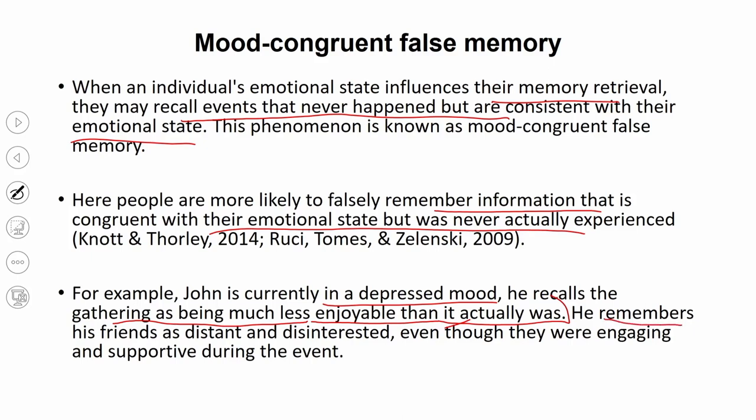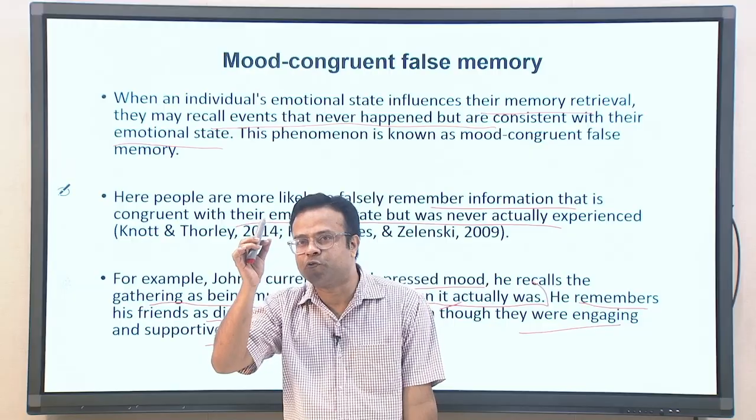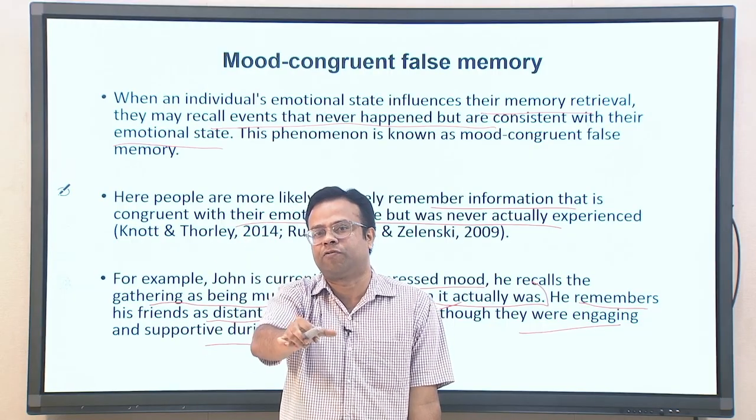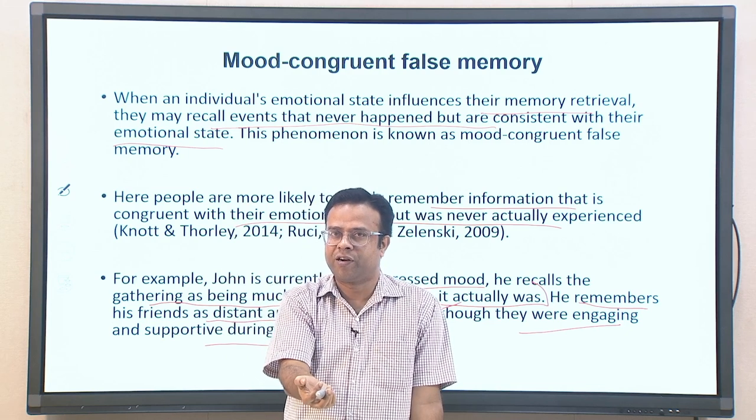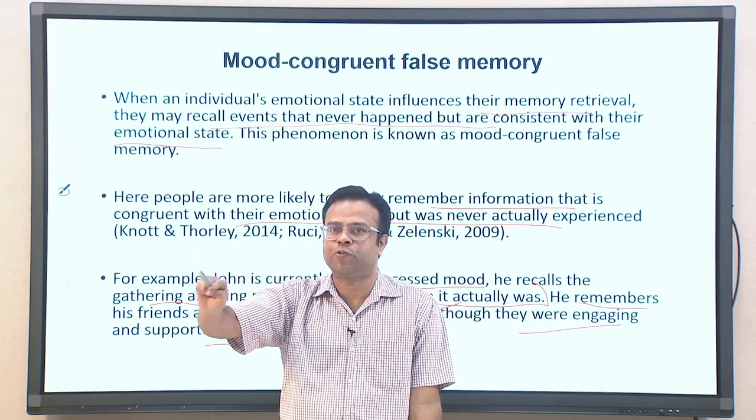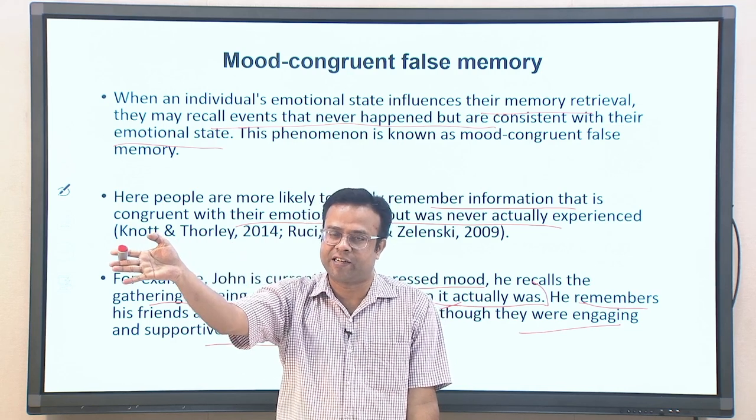He may remember his friends as distant and disinterested, that people were not interested or not talking to him. He will find some evidence, which could be exaggerated, even though they were engaging and supportive during the event. This could happen to most of us sometimes, because in the present emotional state we filter information, and sometimes we add something extra to this information falsely just to be congruent with the present emotional state. So, if you are depressed, you will filter information in such a way that it corresponds with the sadness and the depression.